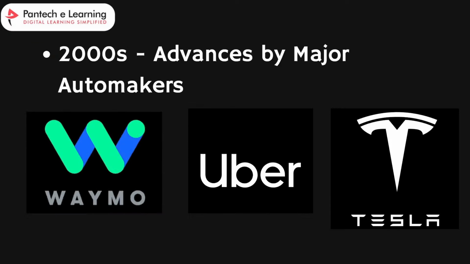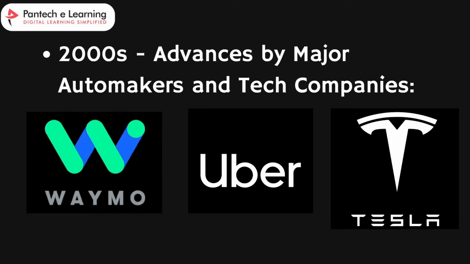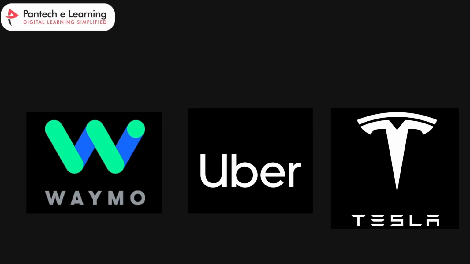And later on, in the 2000s, came advances by major automakers like Waymo, Uber, Tesla. Starting in the 2000s, big companies like Tesla, Uber and Waymo began investing heavily in self-driving technology. So they became the key players in the race to develop the autonomous vehicle.